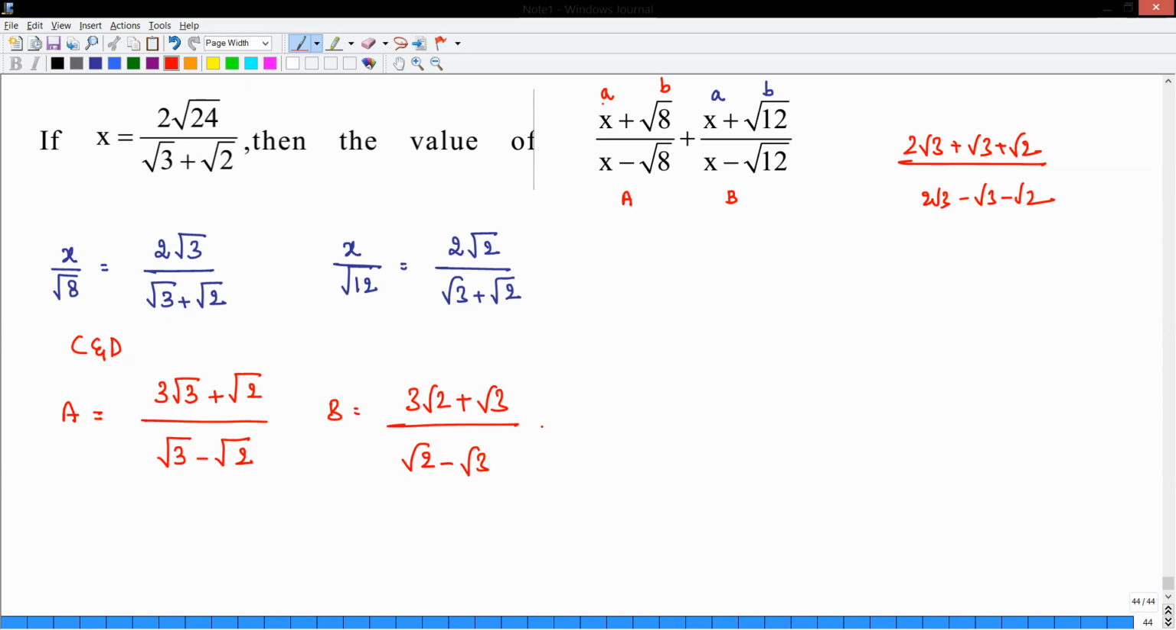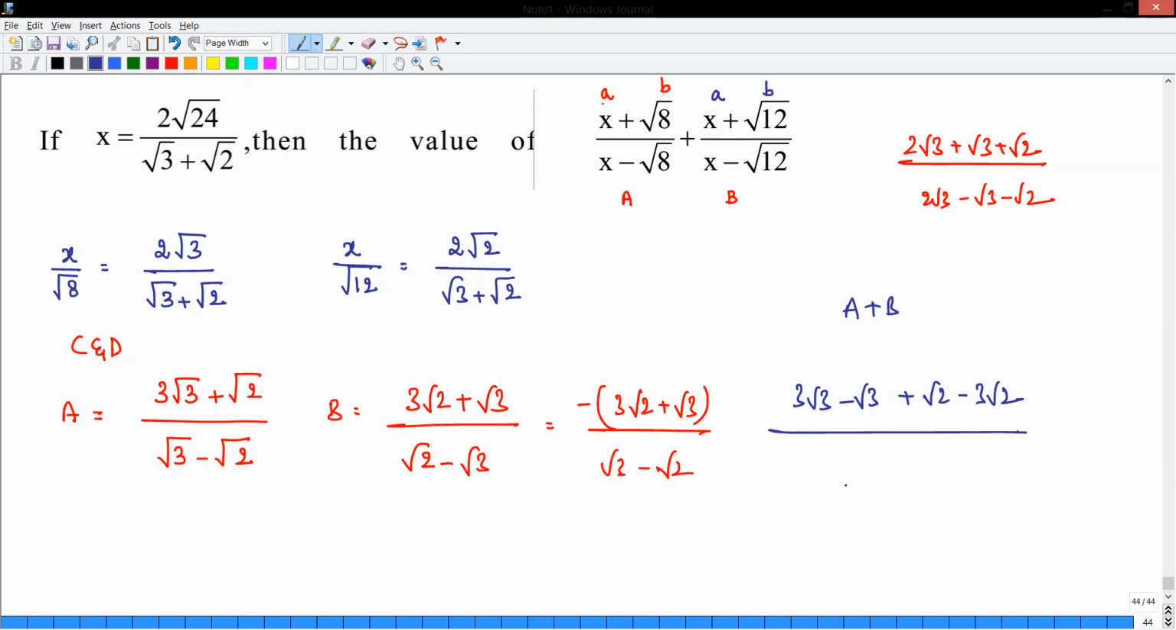But I want the denominator to be same. Therefore, minus you common. 3 root 2 plus root 3 by what? Root 3 minus root 2. All I need to get is a plus b. 3 root 3 minus root 3, root 2 minus 3 root 2 by root 3 minus root 2. This is 2 root 3 minus 2 root 2. So 2 you common. We're gonna get simply 2. The answer is 2 here.